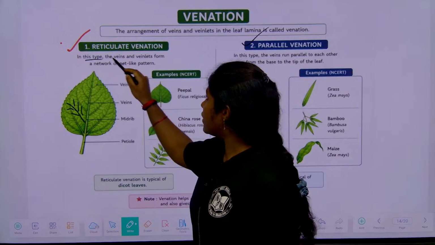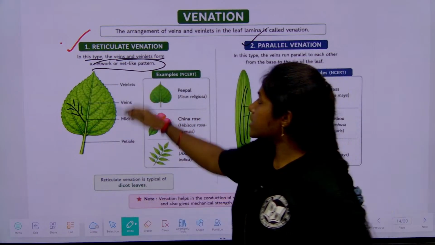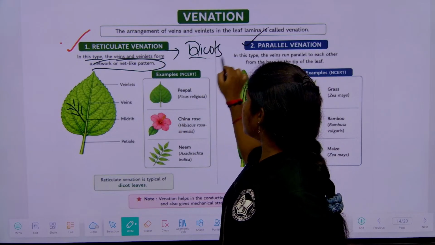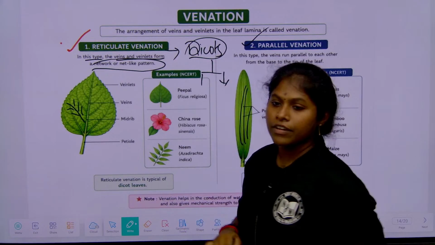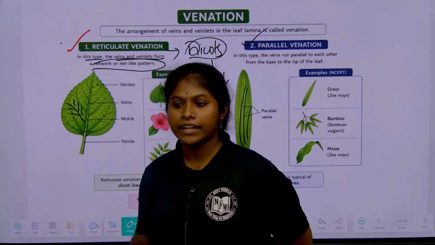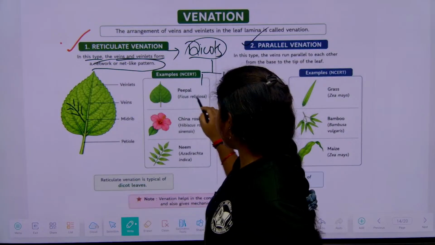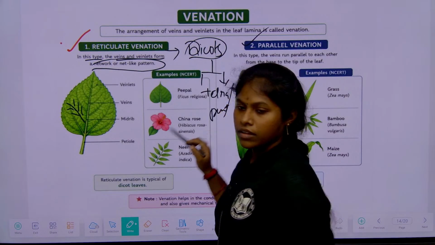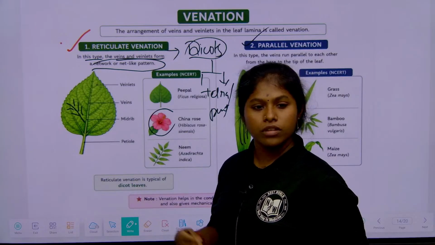So in this type, veins and veinlets form a network or net-like pattern. It's mostly seen in dicots. Tell me, do dicot flowers have trimerous, tetramerous or pentamerous flowers? In dicots, the flowers are mainly tetramerous or pentamerous. The petals are more in number, either 4 or more than 4.